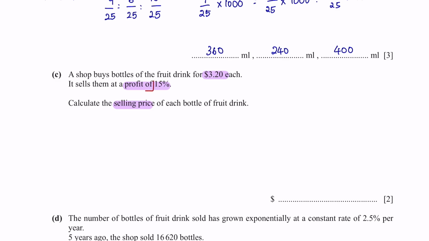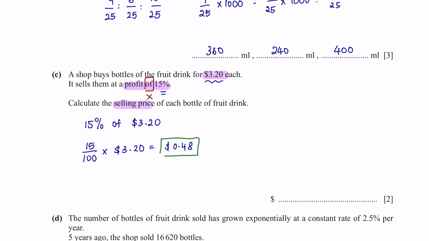Whenever you see the word "of", it means multiplication. So let's first find out what is 15% of $3.20. And that would be 48 cents. So that means that this is the profit that he has gained. So the selling price would be the original price added with the profit, which is $3.68.